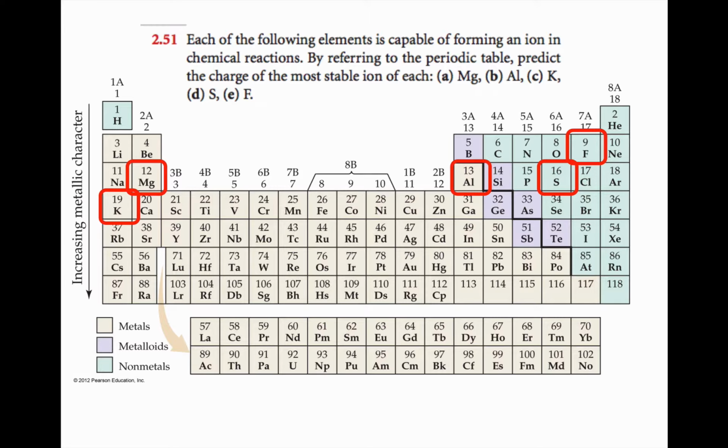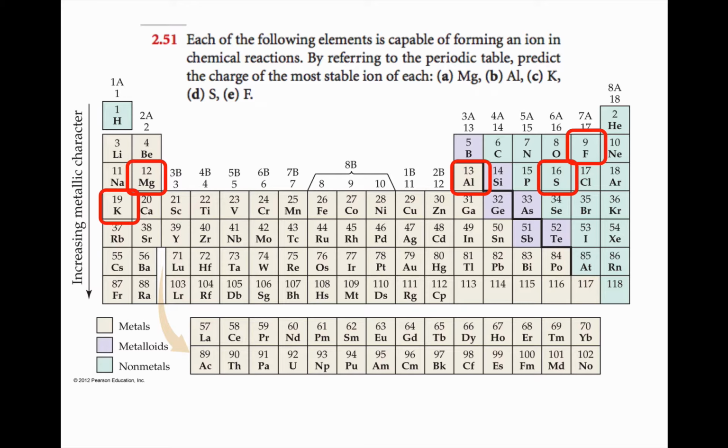If we're looking at magnesium in group 2A, it will lose 2 electrons. If it was potassium in group 1A, it would lose 1. And aluminum, which is straddling the line but is a metal, will lose 3. We'll get into more complicated things with aluminum later. So magnesium turns into magnesium 2+, potassium turns into potassium plus, aluminum turns into aluminum 3+.